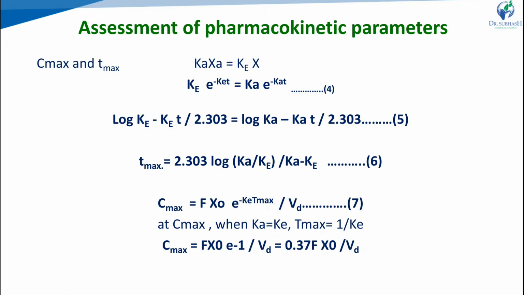Cmax can simply be expressed as Cmax = FX0/Vd e^(-K·Tmax). When Ka is equal to Ke, the rate of absorption is equal to the rate of elimination, so Tmax becomes 1/Ke. Using that, the equation reduces to Cmax = FX0/Vd e^(-1), so Cmax = 0.37 FX0/Vd.